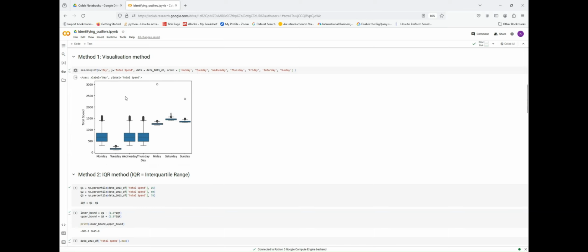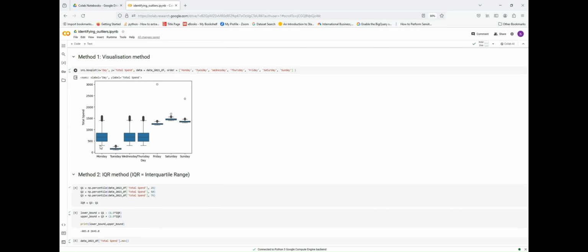So let's use Monday as an example. This box over here represents the middle 50% of our data, because this first line is where the first quartile is, and this third line over here is the third quartile. So what we're saying is that the 50% of our customers who visited Lobster Land on a Monday spent between $500 and approximately $800 at the park.